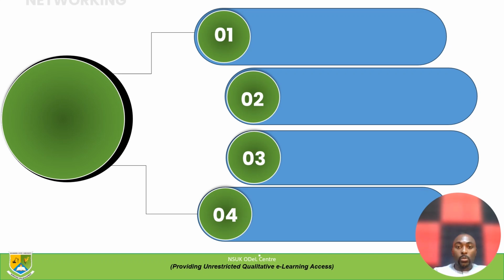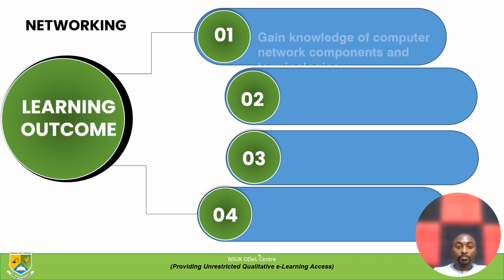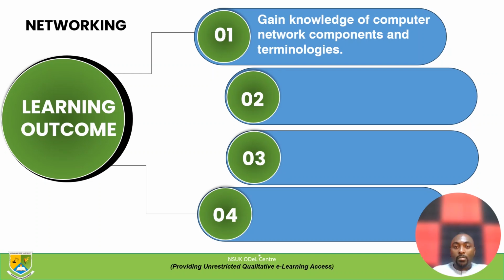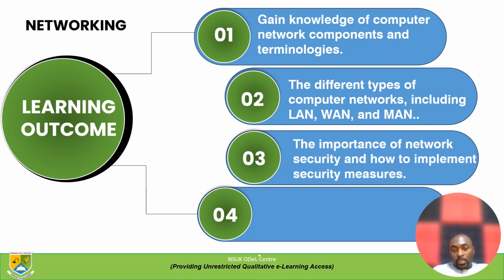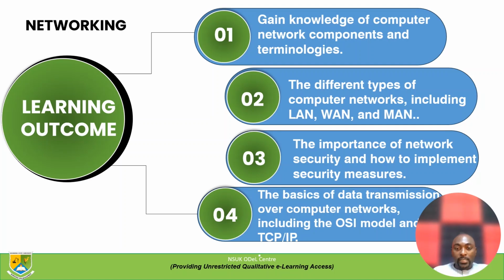session includes: gain knowledge of computer network components and terminologies, to understand the different types of computer networks including local area network LAN, wide area network, and then metropolitan area network. To also understand the importance of network security and how to implement security measures. To understand the basics of data transmission over computer networks, including the OSI model and then the TCP/IP model.